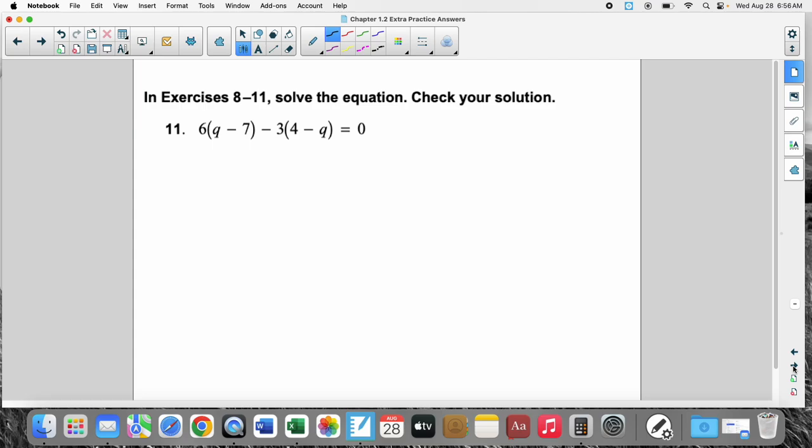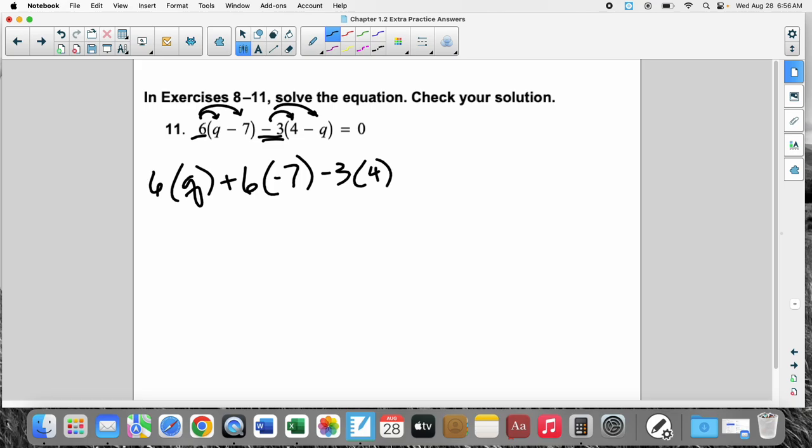Number 11, still can't simplify inside the parentheses. We're going to distribute the 6 into that parenthesis. We're going to distribute the negative 3 into the parenthesis. 6 times q plus 6 times negative 7. Remember that negative stays with the number it's attached to. Minus 3 times 4 minus 3 times negative q equals 0.